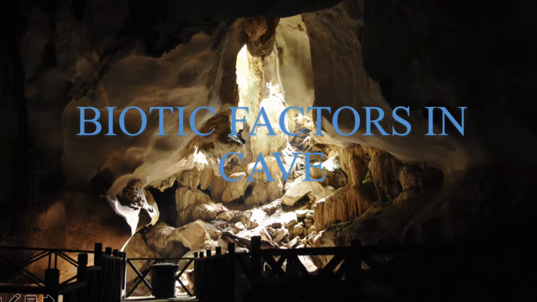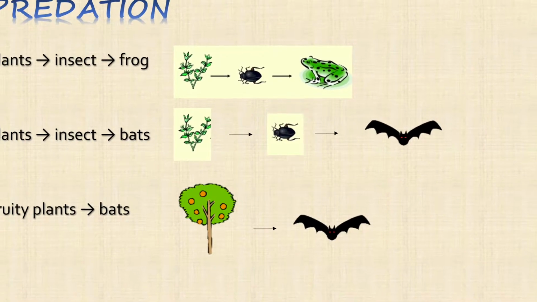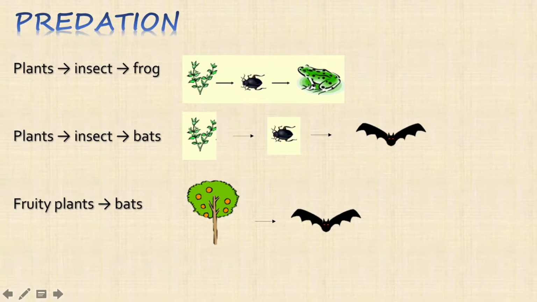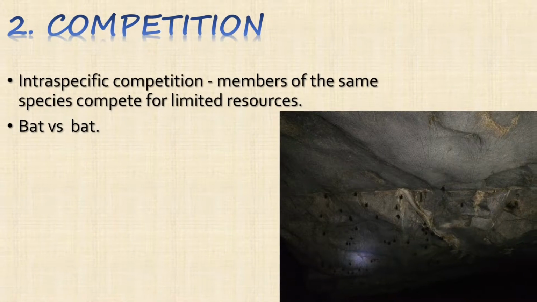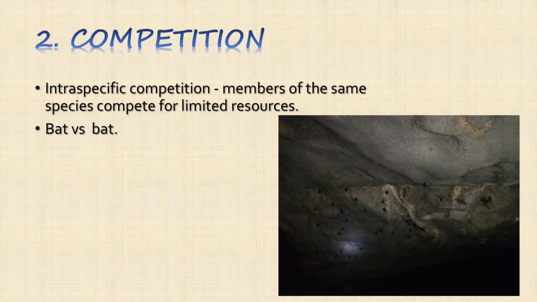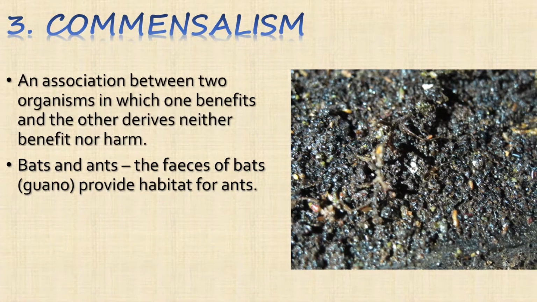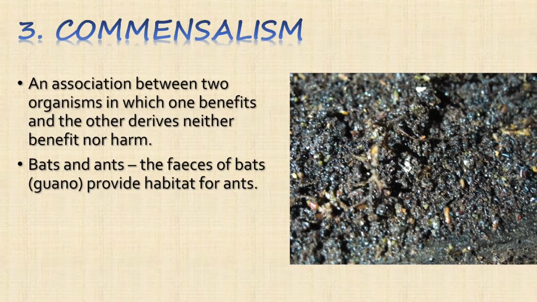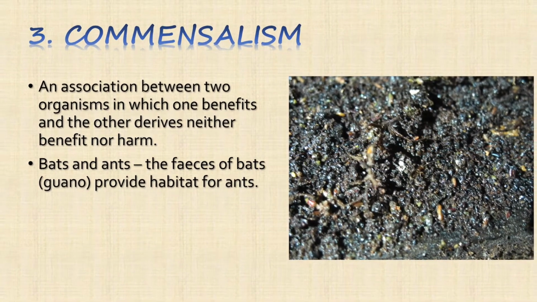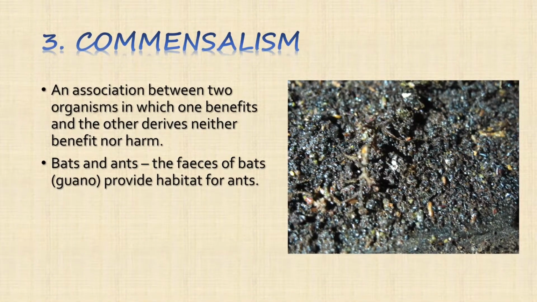Ladies and gentlemen, let's talk about the biotic factors in the cave. These are some predations that happen in the cave. Then, intraspecific competition of bats also happens in the cave, where they compete for the limited food resources. Bats and ants are the example of the commensalism in the cave. The feces of the bats, which is guano, provides habitat for the ants.